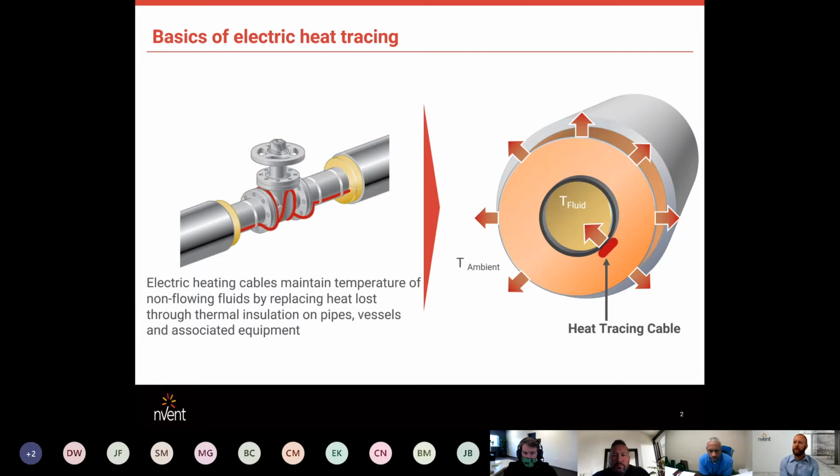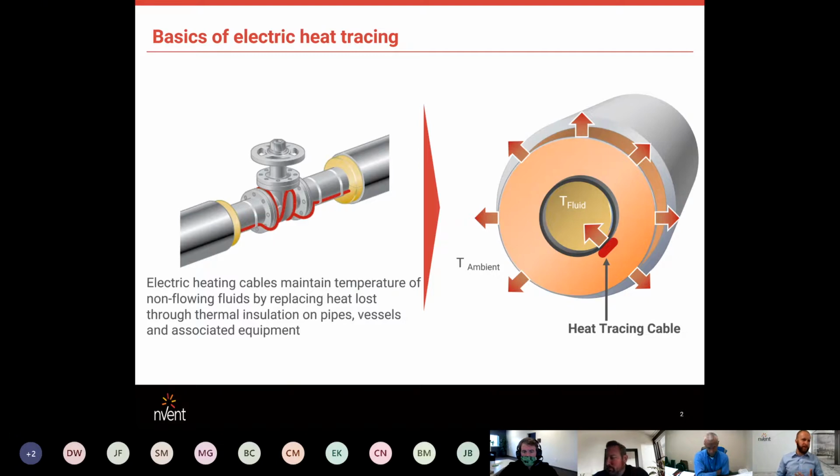So what we'll get into now is, when we design heat tracing systems, what is our thought process? What is our real goal here? Our goal is to maintain a temperature. If you have a temperature higher than, for example, 40 degrees Fahrenheit, and it's for freeze protection, we want to keep that temperature from dipping below 40 for freeze protection applications. So maintaining flow, preventing freezing.